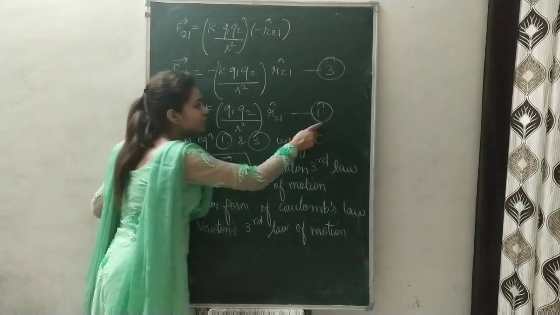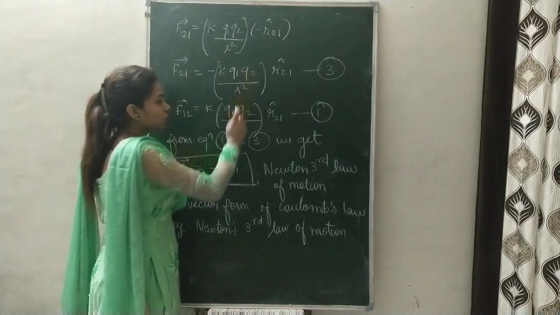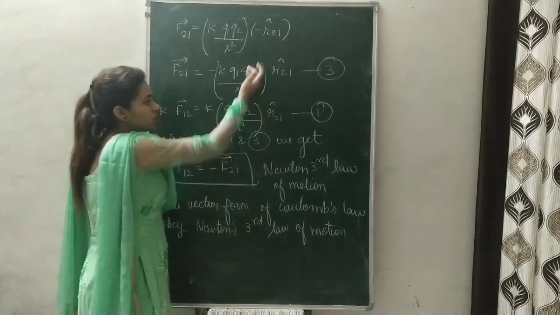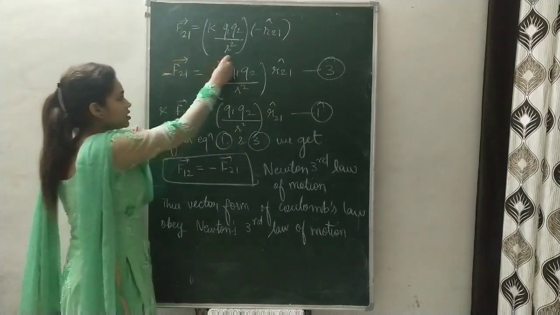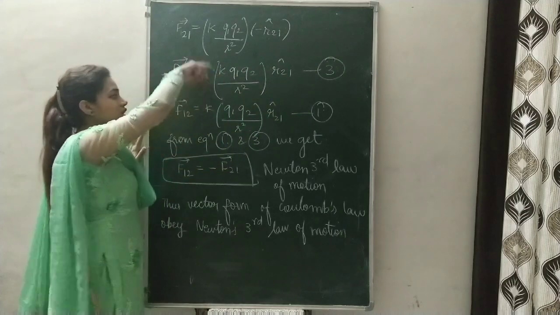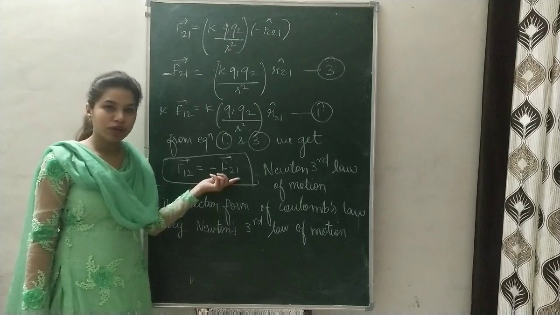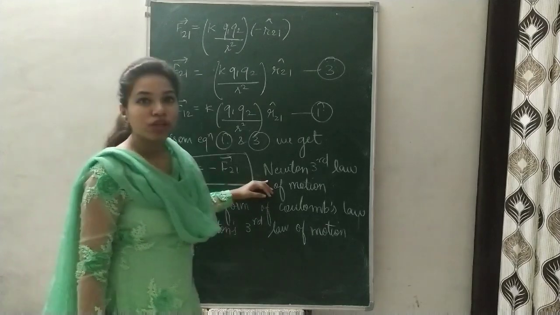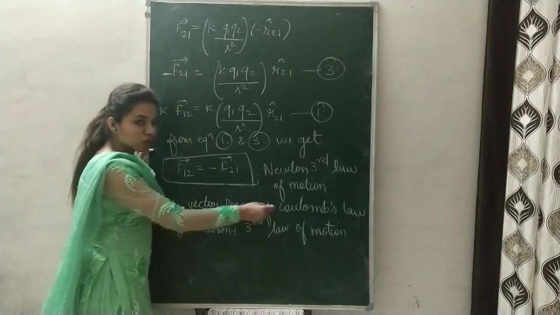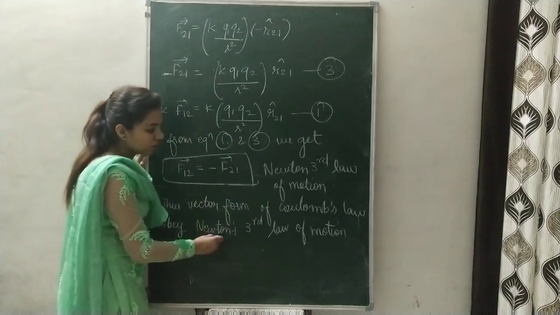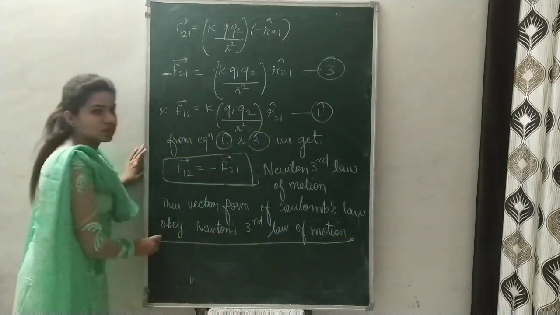Now again taking the first equation, which was this, and comparing this and this: K Q1 Q2 by R square R21 cap. So this left hand side is going to be the same. If I take the minus sign to this side, then the right hand side is the same, and the left hand side is also the same. So we get F12 cap is equal to minus of F21 cap, which obeys Newton's third law of motion. So we can also say that the vector form of Coulomb's law obeys Newton's third law of motion.